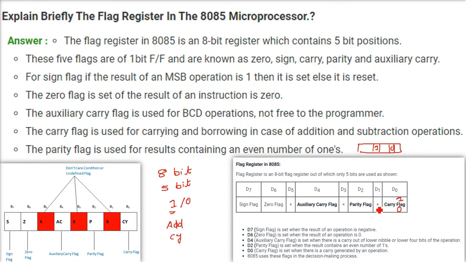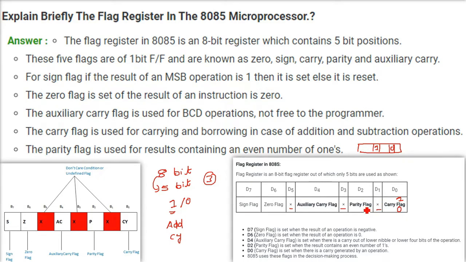So we are not talking about D1, D3 and D5. We are talking about D0, D2, D4, D6 and D7. So these 3 are not used; 8 minus 3, so 5 are being used.